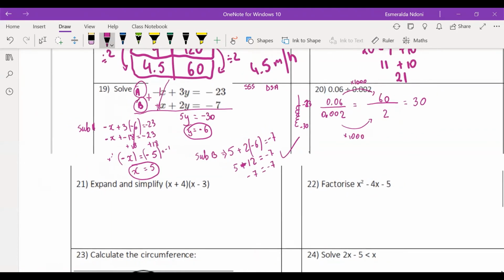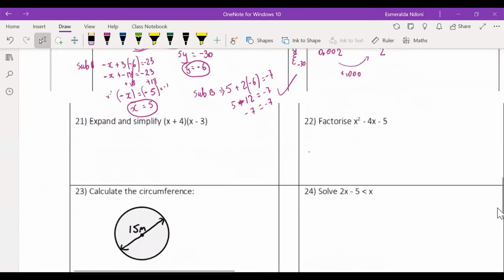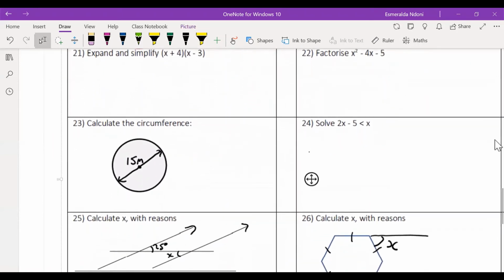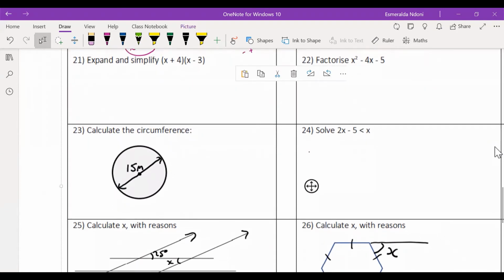Question 21. We have an expand and simplify question. Okay. Again, we're going to have to do x times x. That gives me an x squared. X times -3, negative 3x. Positive 4 times x, positive 4x. Positive 4 times -3, negative 12.